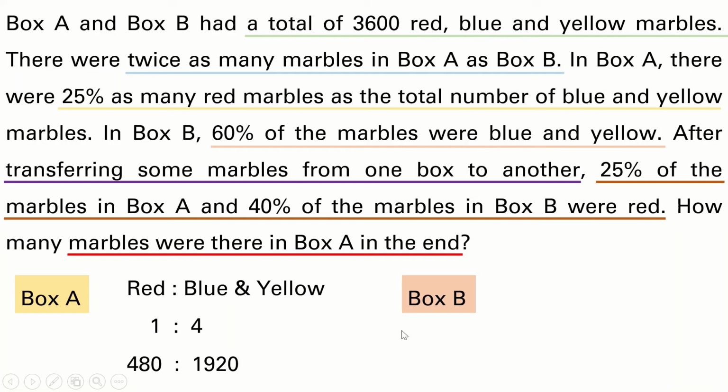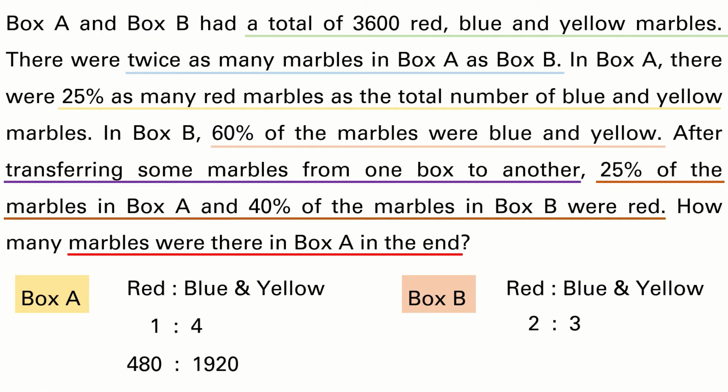Next, we need to find the number of marbles in Box B. For Box B, we know that the total number of marbles is 1,200. And we see that 60% of the marbles were blue and yellow. So red is to blue and yellow. Blue and yellow will be 60%. Red will be 40%. 100% minus 60%, we get 40%. We simplify this ratio, we get 2:3.